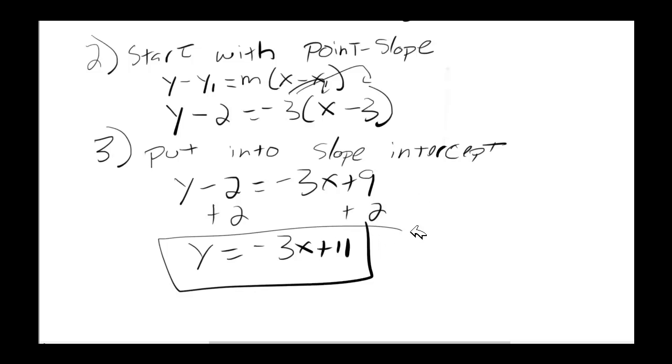So here we can see the slope is still minus 3. And the slope-intercept form is nice, this gives you that y-intercept. So here we have a y-intercept of 0, 11. Alright, let's take a look at another one.